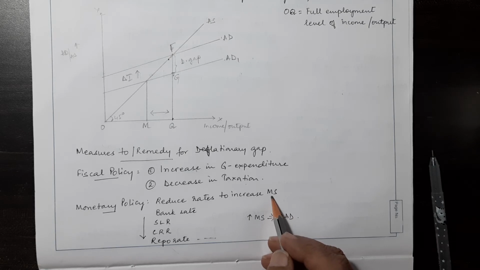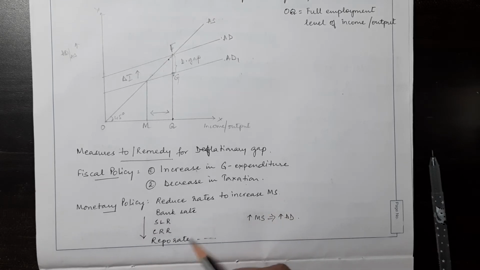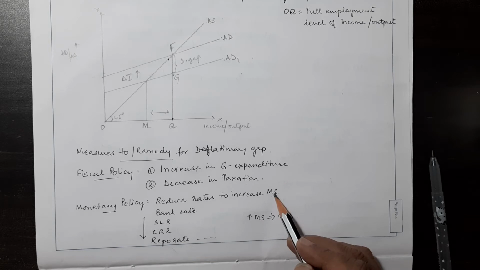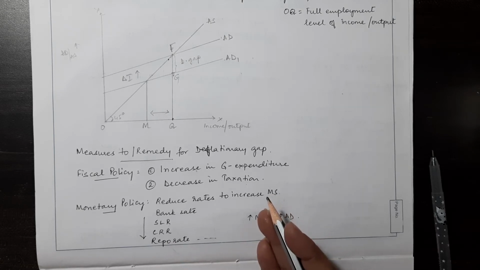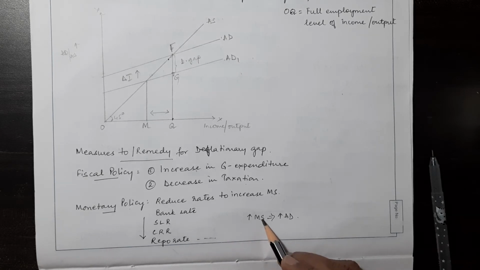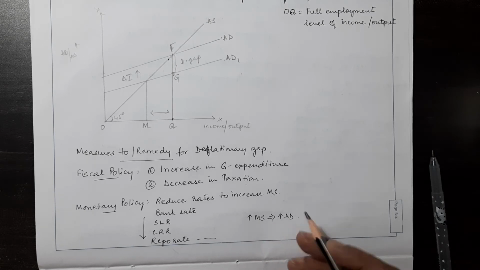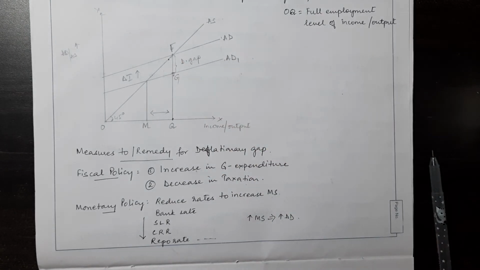In the banking chapter, we learned how the money supply is increased or decreased in an economy. The monetary policy says reduction in rates to increase the money supply. That is the bank rate, the statutory liquidity ratio, the CRR, repo rate, reverse repo rate, reduction in the margin requirement on loans, etc. This would increase the money supply. When the money supply increases, the aggregate demand automatically goes up. So that is how we can combat this deflationary gap in order to attain the equilibrium level of output.